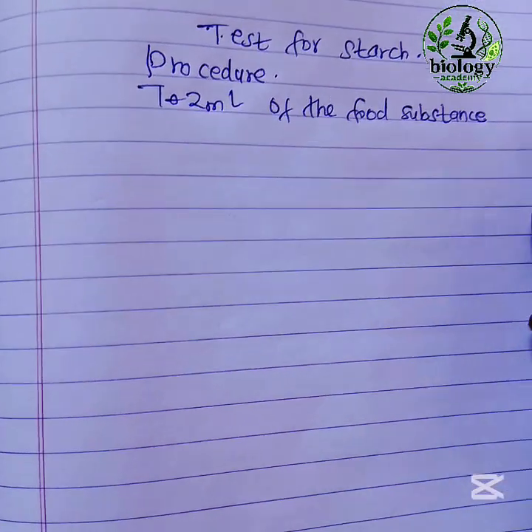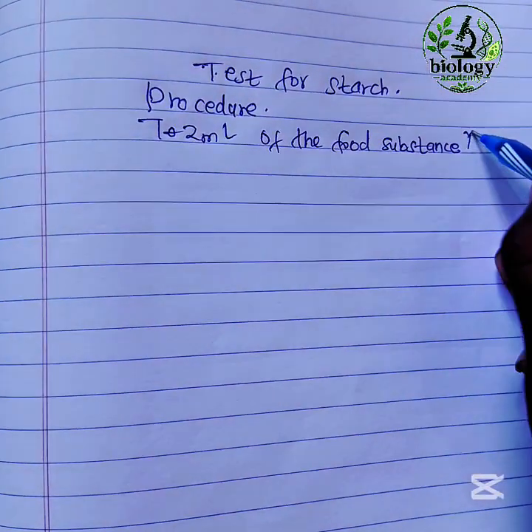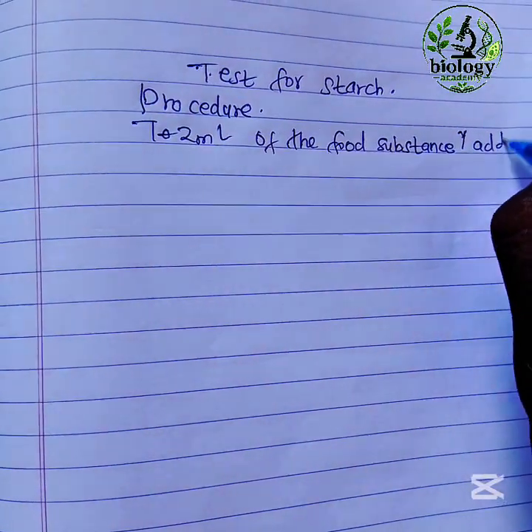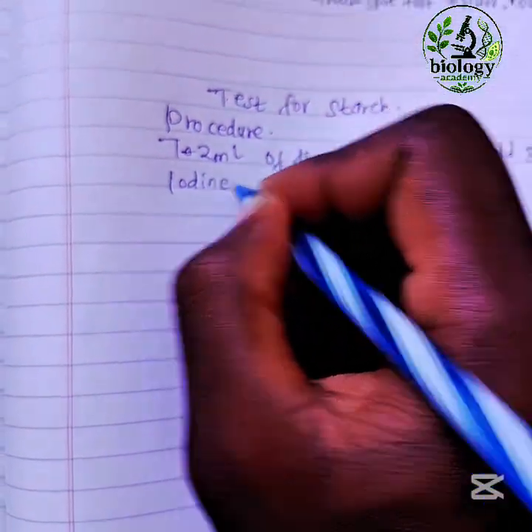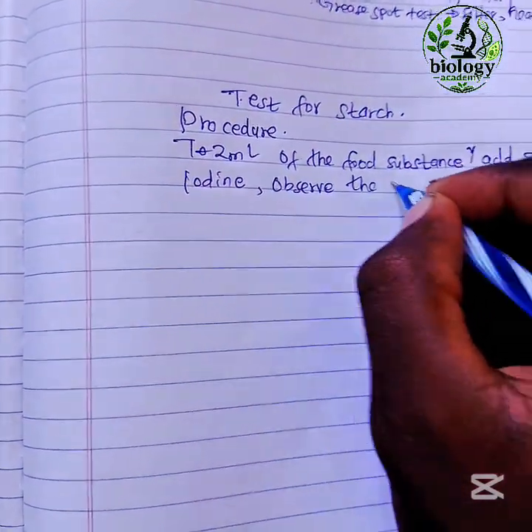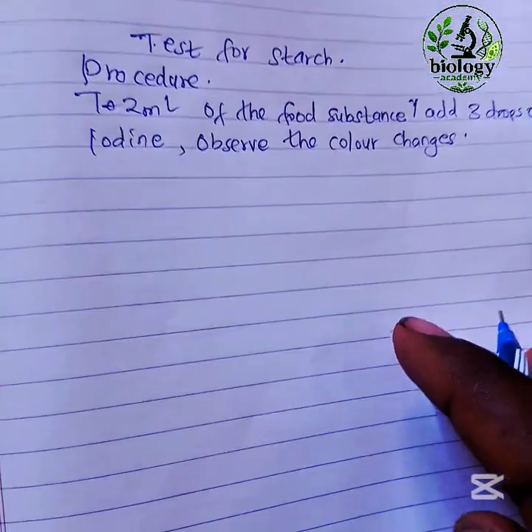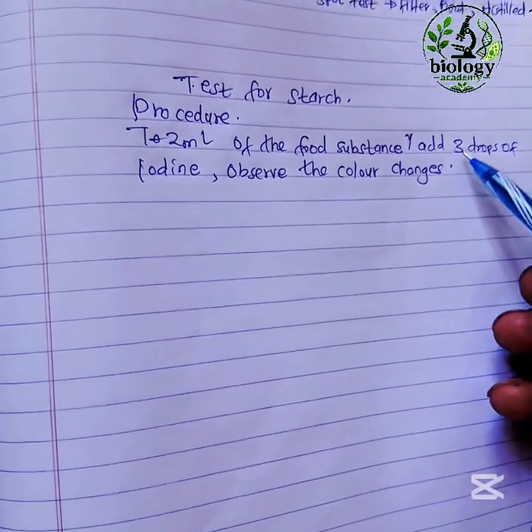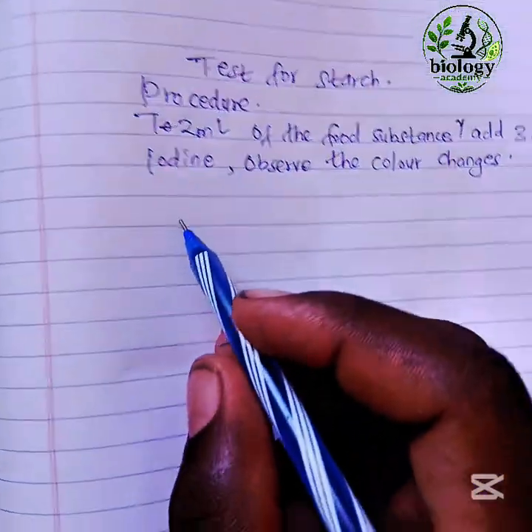You might be given food substance X, food substance Q, or food substance Y, so you are supposed to name it. Let's say Y. So to 2 ml of food substance Y, add 3 drops of iodine, and lastly, observe the color changes. I used 3 drops because I wanted to be specific. You might say 2 to 3 drops, but just be specific and say 3 drops of iodine and observe the color changes. So that is the procedure.